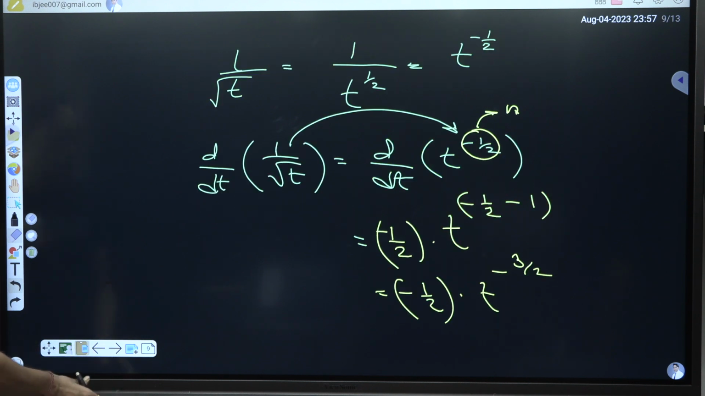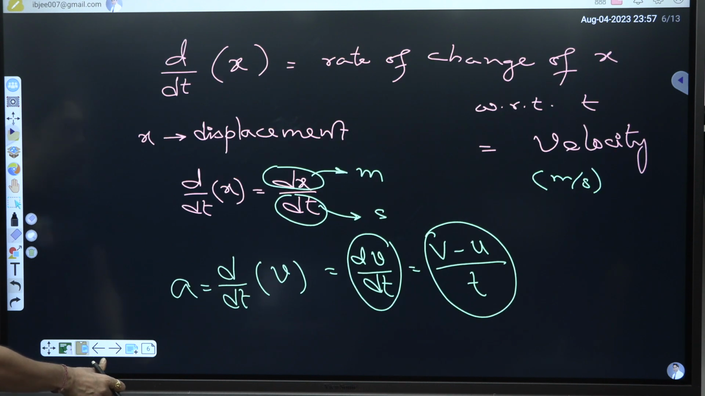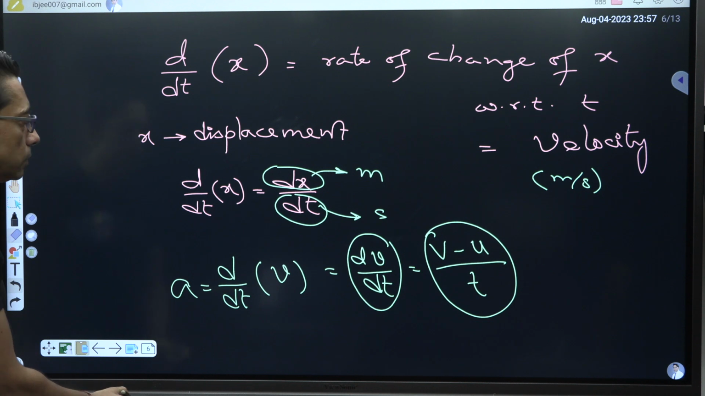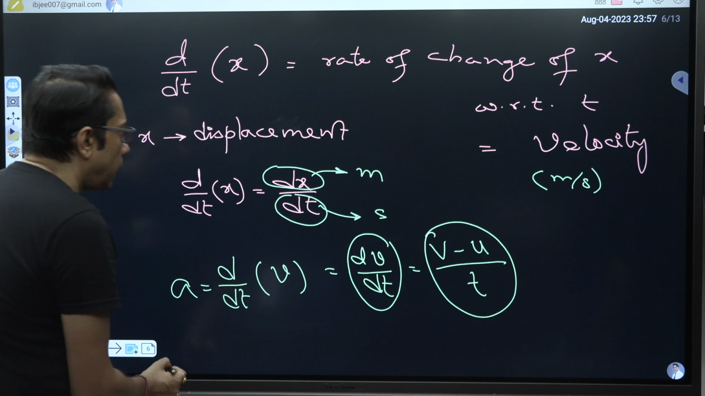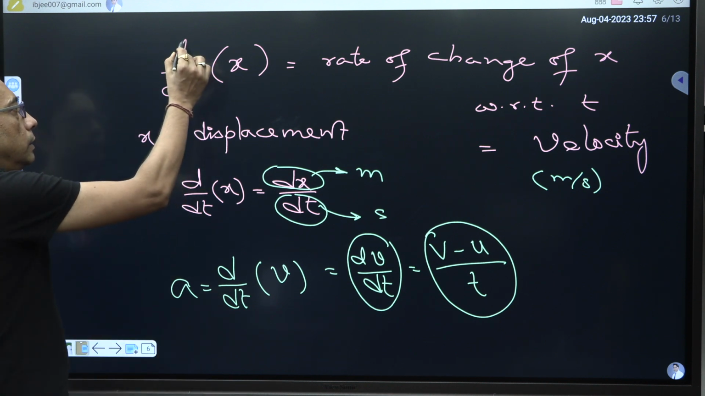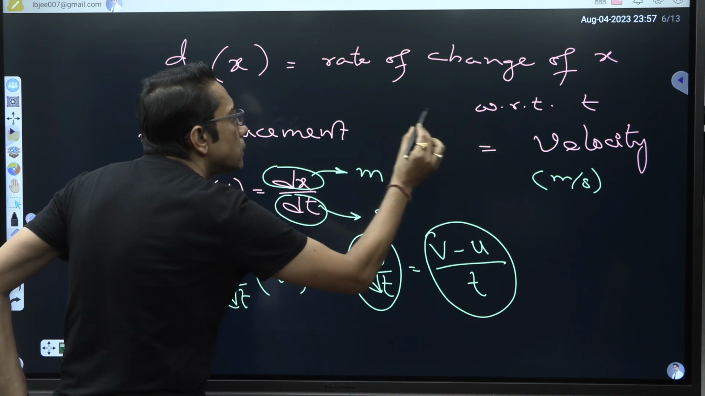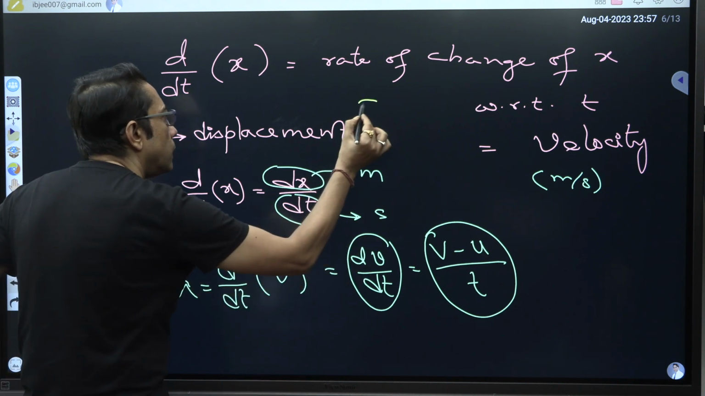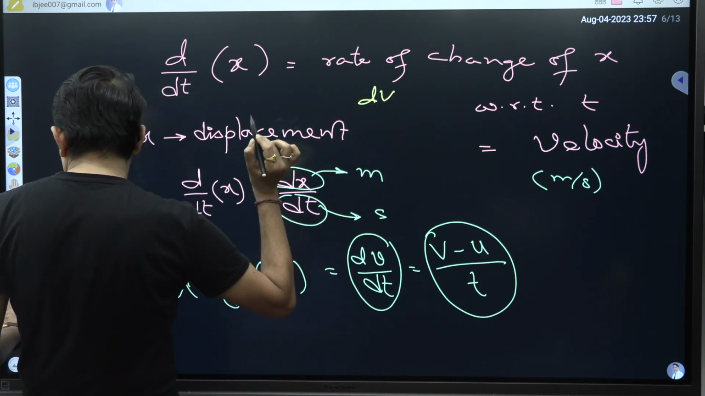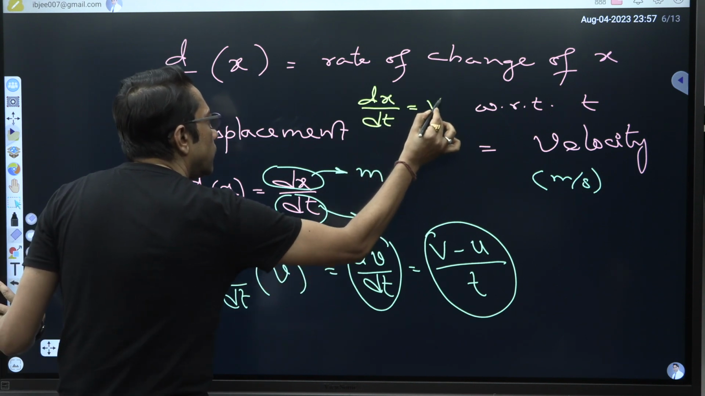Just a little help for those who didn't focus here. Before this, on this page, where we learned that dx by dt is nothing but velocity. Dx by dt is nothing but velocity. I am again writing this. Dx by dt is velocity.